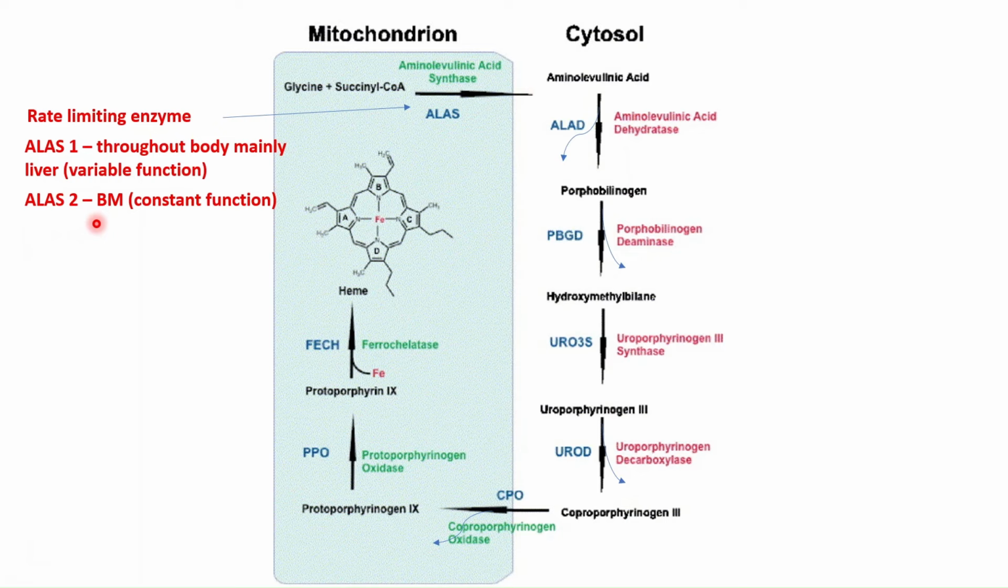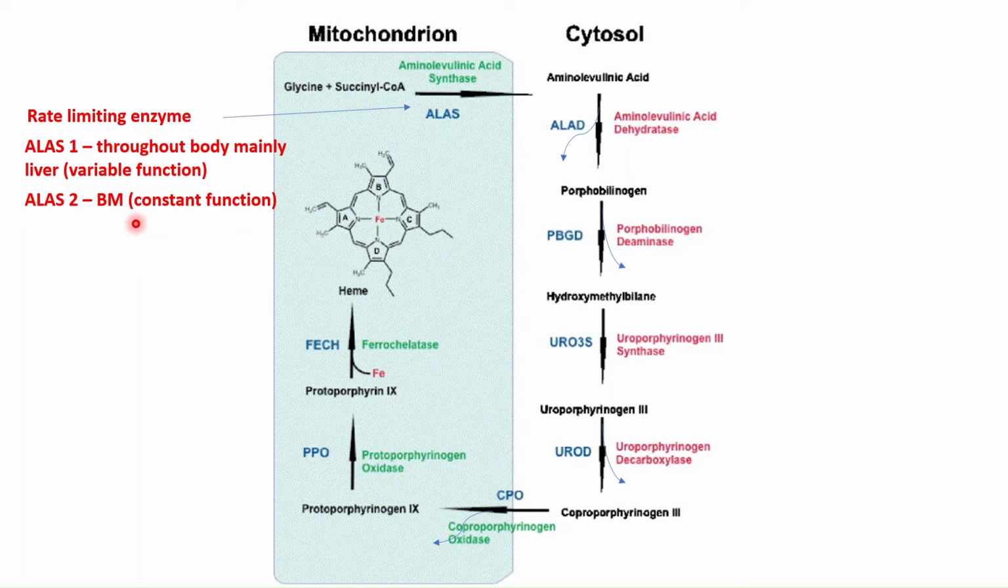So ALA synthase is the rate limiting enzyme for heme. So ultimately the end product is heme. Now in bone marrow, the heme synthesis needs to be constant because the heme which is produced in the bone marrow is getting formed in the hemoglobin. So hemoglobin production in our bone marrow has to be constant.